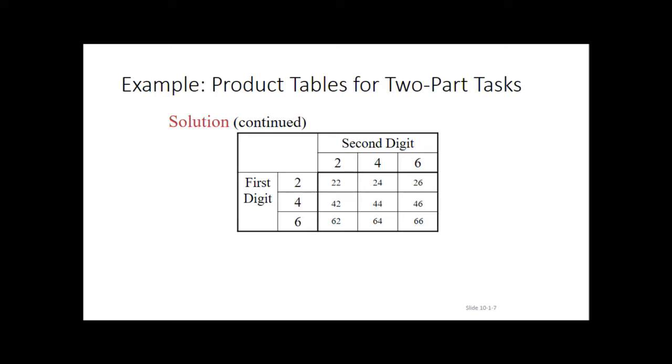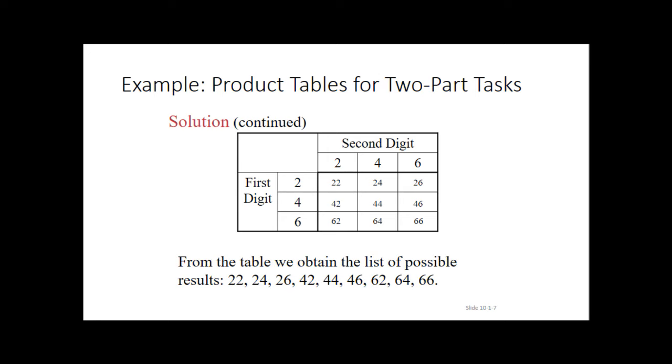So we can count the number of ways this happens. There's going to be 9 possibilities. It's a 3x3 chart, notice. So 3 times 3 is 9 different possibilities.